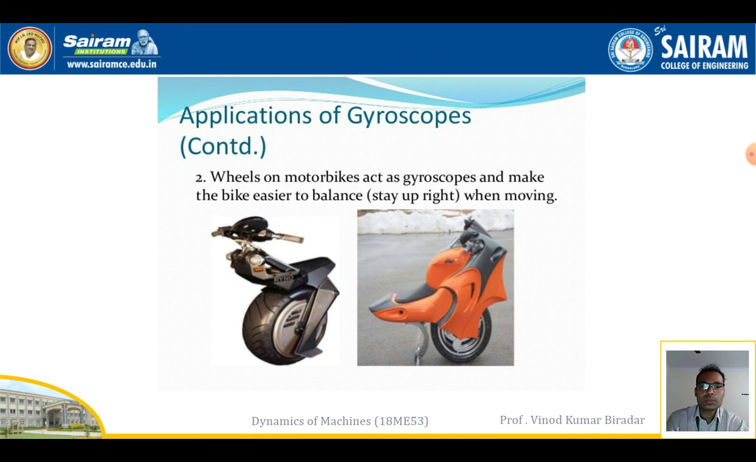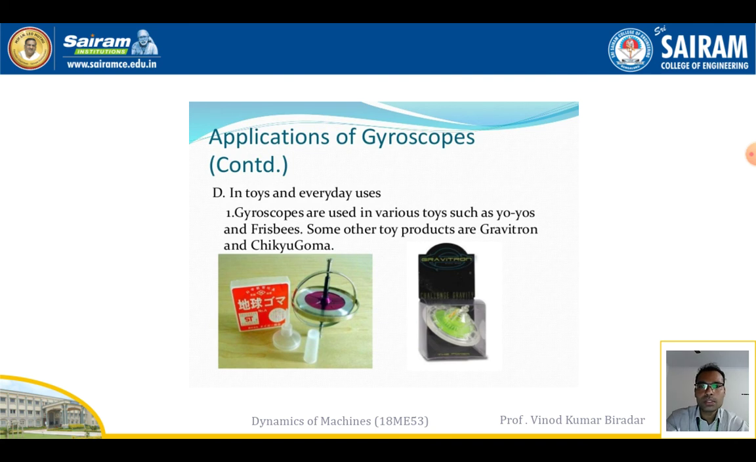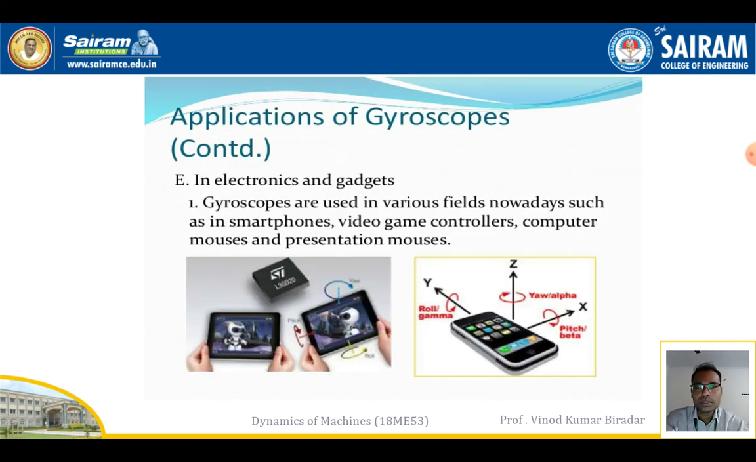So these are some pictures of applications of the gyroscope. In toys and everyday uses, gyroscopes are used in various toys such as yo-yos and frisbees. Next is the application in electronic devices. Gadgets also use gyroscopes, as I have shown here. Gyroscopes are used in various fields nowadays, such as smartphones, video game controllers, computer mice and precision mice, to detect direction.